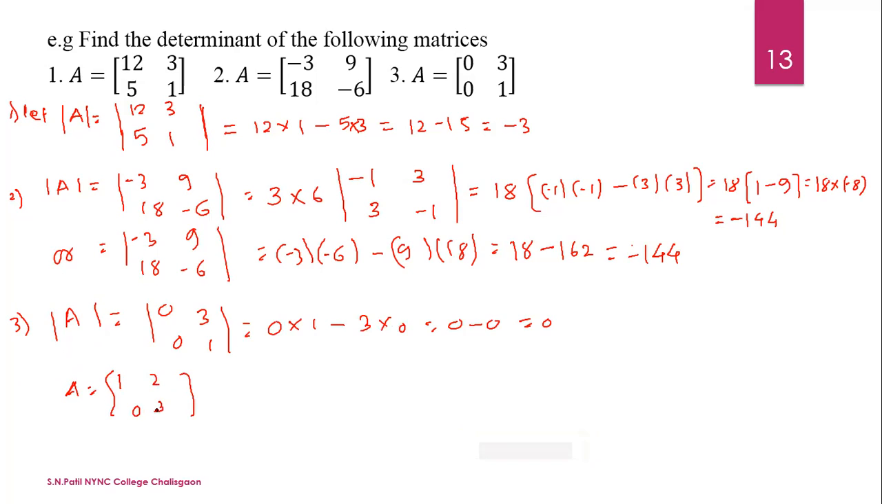This is the upper triangular matrix. So here the product in a triangular matrix, it may be upper, it may be a lower triangular matrix. Then the product of the diagonal elements is the determinant of that matrix. So here the determinant of the matrix is 1 into 3, that is 3.